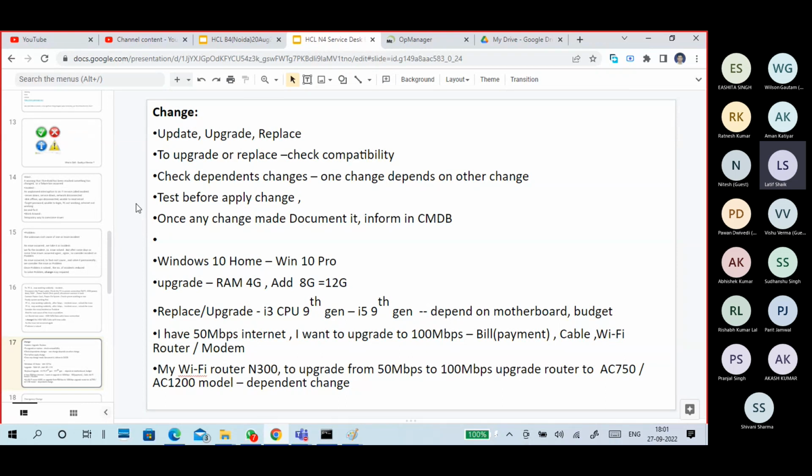Change means you update your mobile, that is change. You upgrade your mobile, change. You replace your SIM card, change. You replace your memory card, change. You replace your mobile, that is also change.